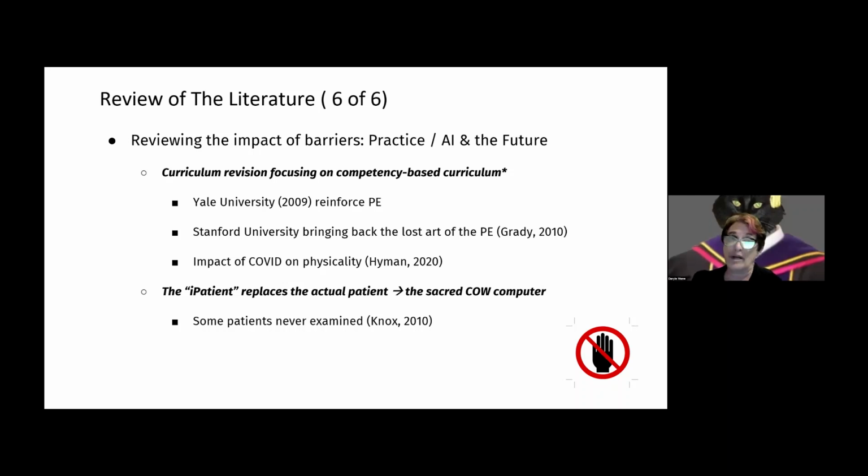And also in 2010, again, so many years ago, Stanford University bringing back the lost art of the physical exam. Now, COVID has impacted us all on physicality. I'm not disputing that, but we're beyond COVID. We really do have to touch patients. And the eye patient has replaced the actual patient. So we have research studies where, again, some patients had never been examined.